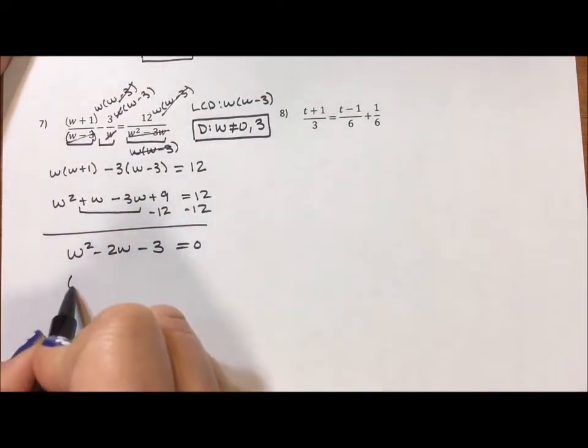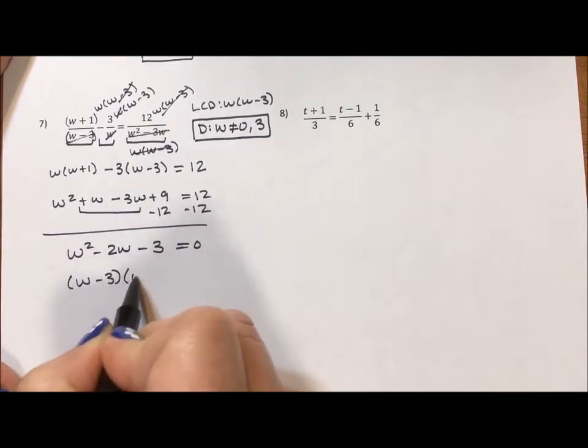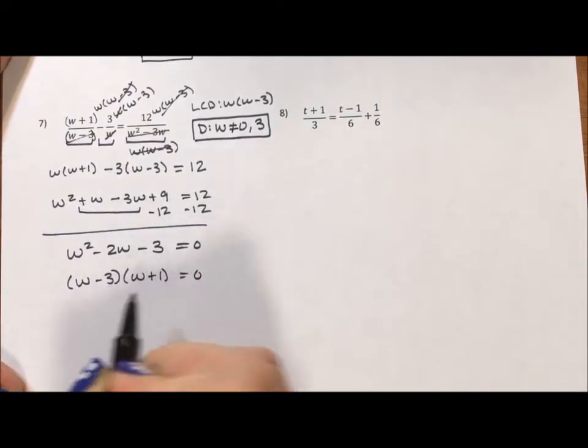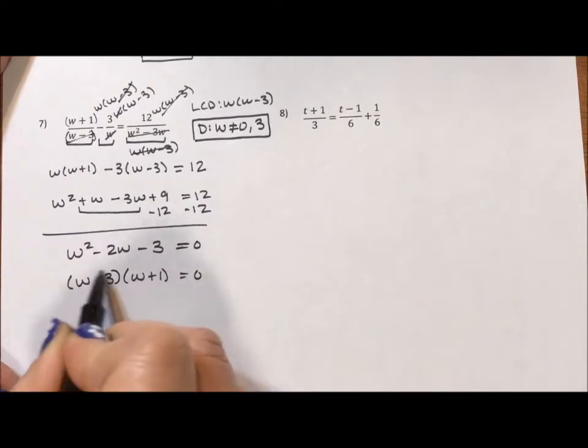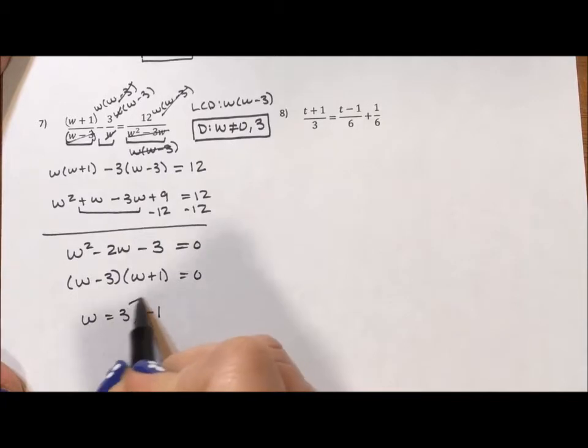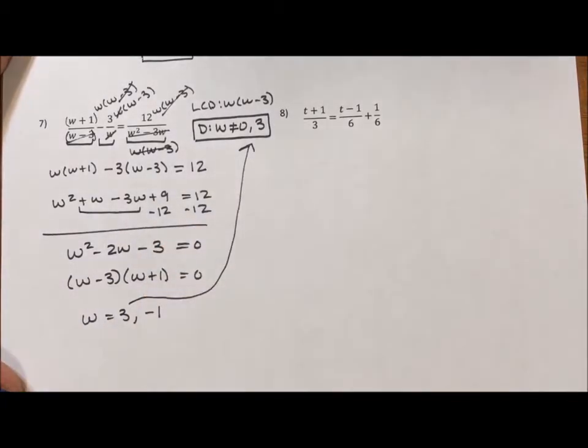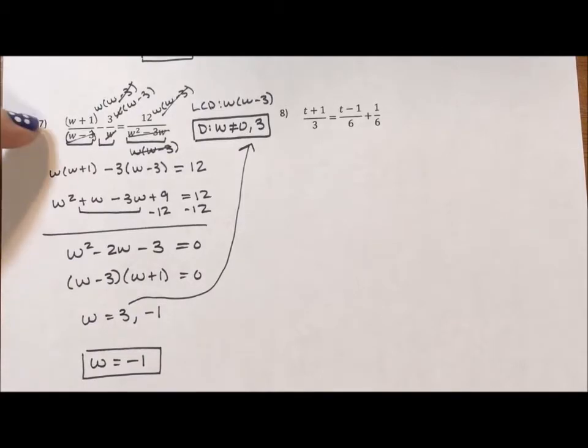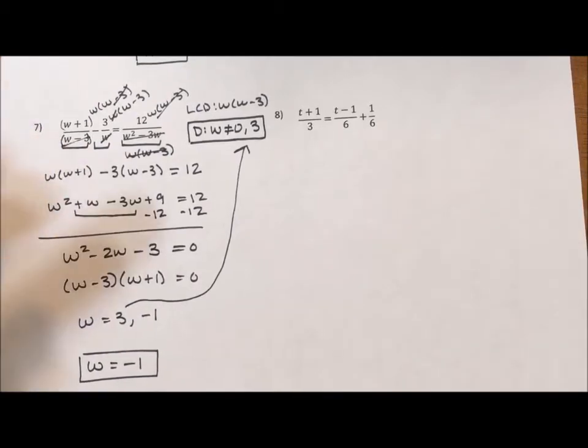When I factor this, I get w minus 3 times w plus 1. Sure enough, this is 0 when w is 3, and this is 0 when w is negative 1. But because of this restriction right here, because a 3 would give me a 0 in the denominator, my only applicable answer is negative 1. It's always good to double check these answers by putting them back into the original equation. I'm going to leave that to you. If you always check your answers, finding the domain is not as important.